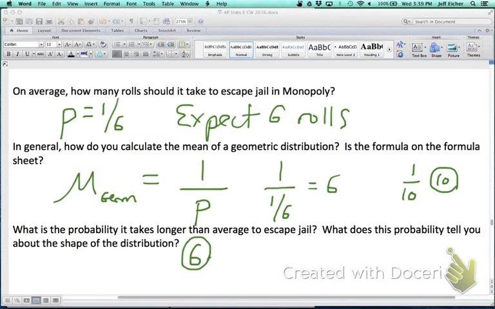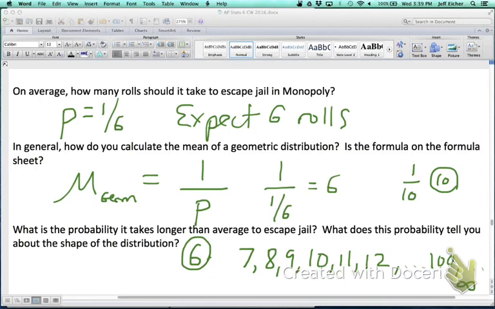Right? The average is 6. So longer than average, we actually have an issue here, because that could be basically asking, what are the chances that you have to roll 7 or 8 or 9 times, or maybe 10 or 11, maybe 12, maybe 100 times, maybe? There's a problem here with geometric distributions.